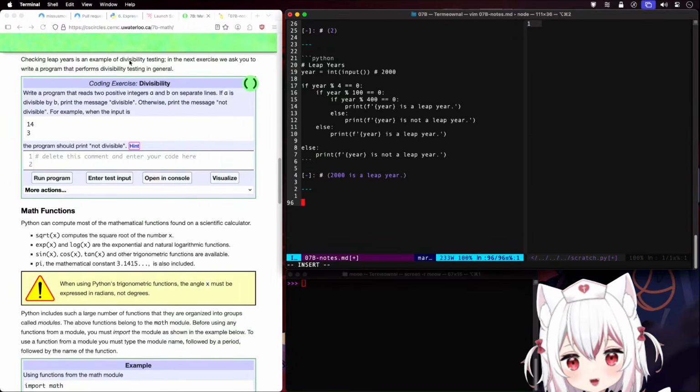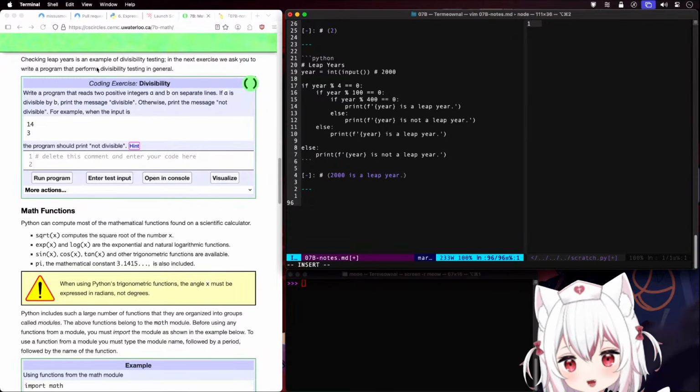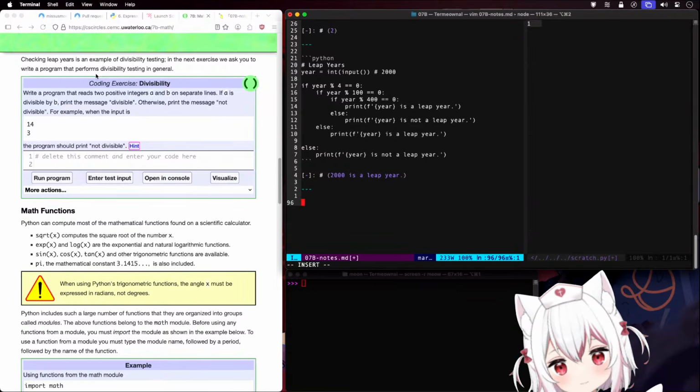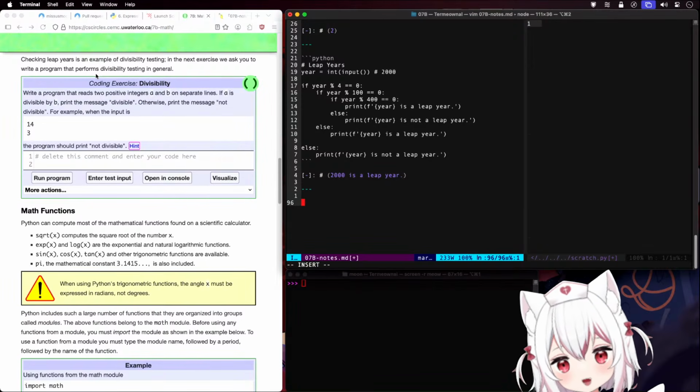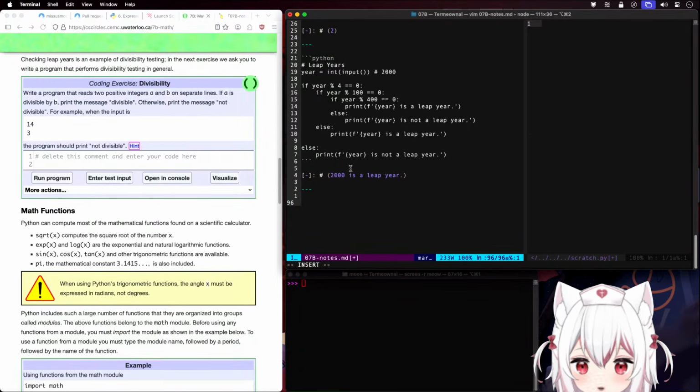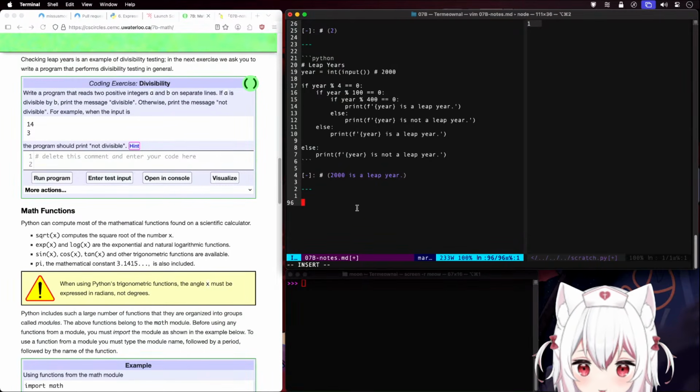Checking leap years is an example of divisibility testing. In the next exercise, we ask you to write a program that performs divisibility testing in general. Write a program that reads two positive integers a and b on separate lines. If a is divisible by b, print the message divisible, otherwise print the message not divisible. For example, when the input is 14 and 3, the program should print not divisible, and there's a hint.